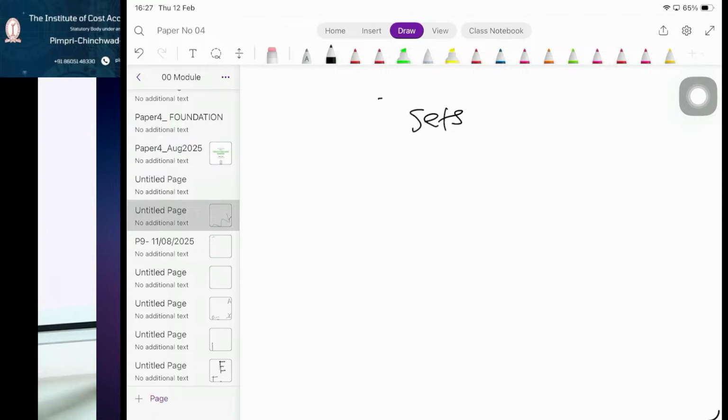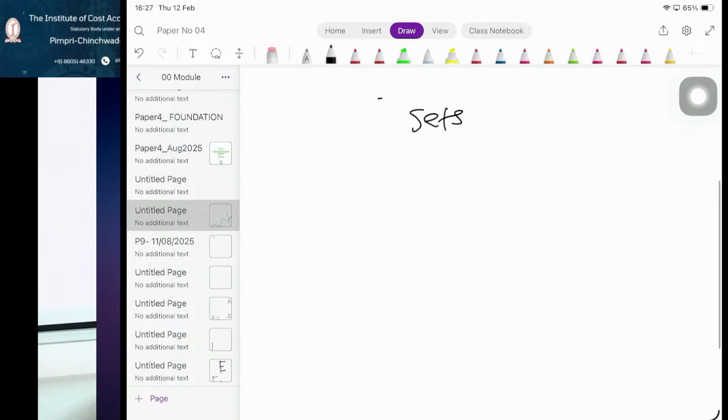So let's start with the concept of sets. What do you mean by a set? Please refer to page number 1. I have already given the notes to you and I am referring to the same notes. A collection of well-defined objects is called a set. The objects in a set are called its elements or members. Sets are denoted by capital letters A, B and so on, and elements are denoted by small letters a, b, c, x, y, z.